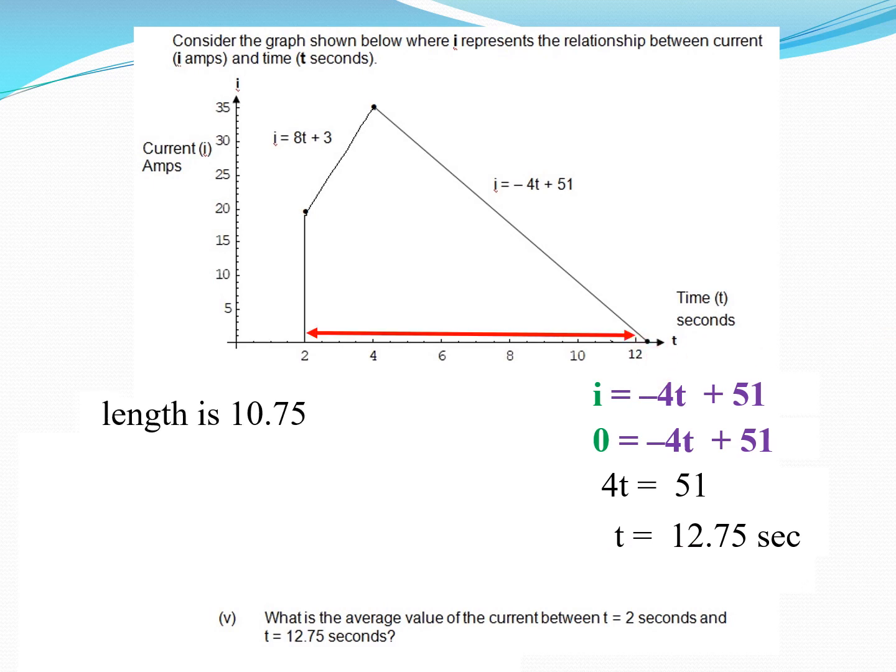So we know that value there is 12.75. So the length of the line is from 2 up to 12.75. So that means the length of the line is 10.75, 12.75 take away 2. So the length of that line there is 10.75.